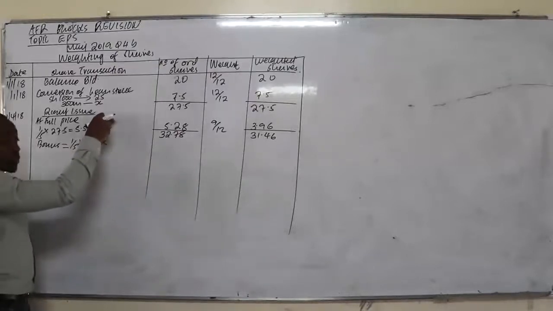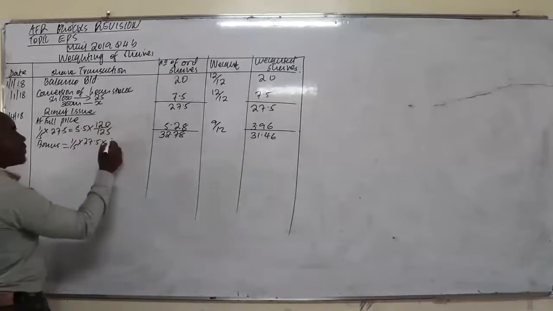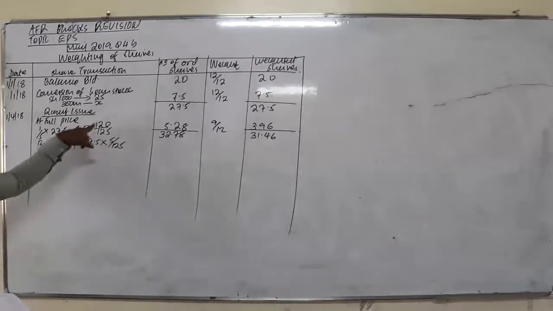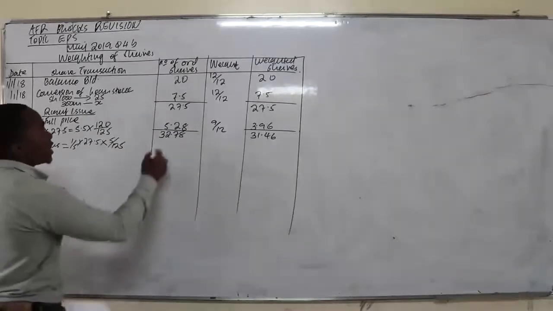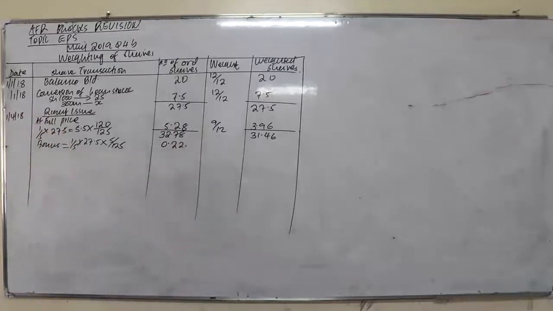The issue price was 120, but the market price was 125. So there was a bonus of how many shillings? 5 over 125. Yeah, it's the same as taking 5.5. You raise the share deemed issued at full price, and you get 0.22. Then we said that the shares issued at no consideration are not weighted.